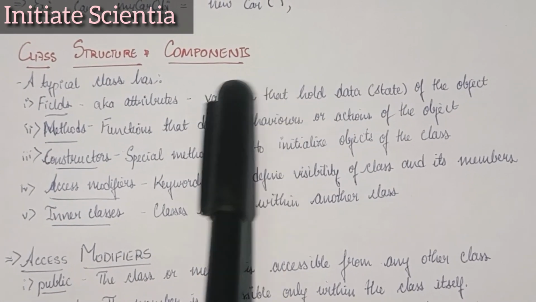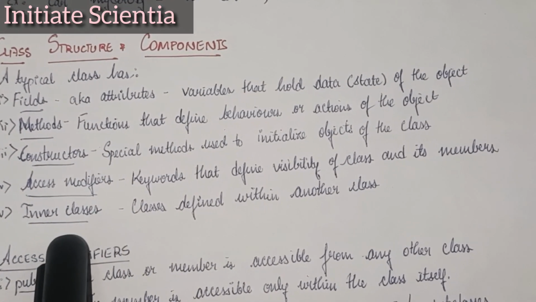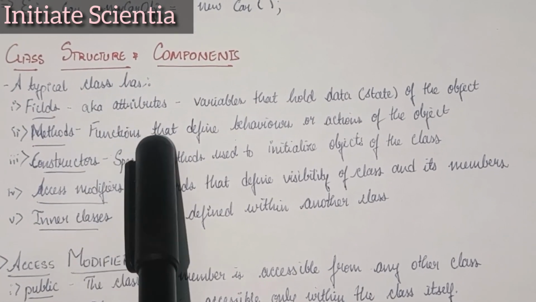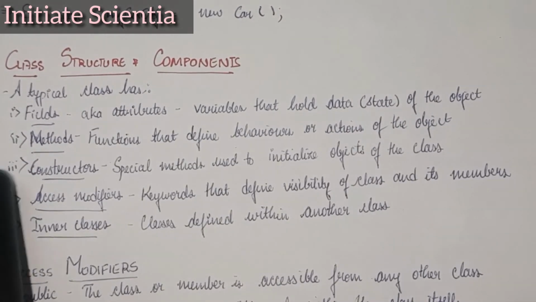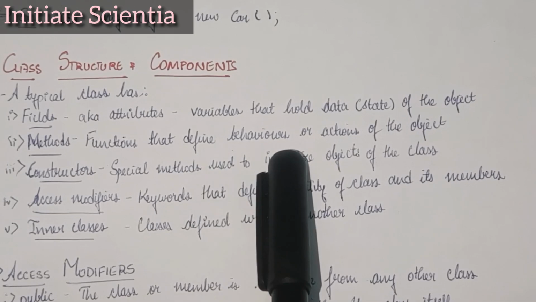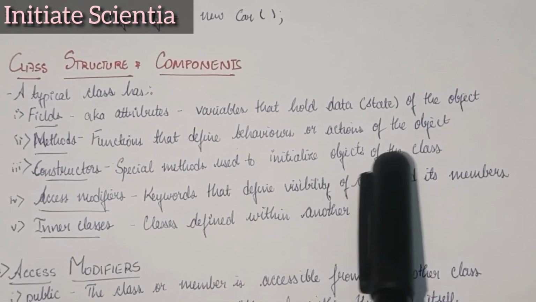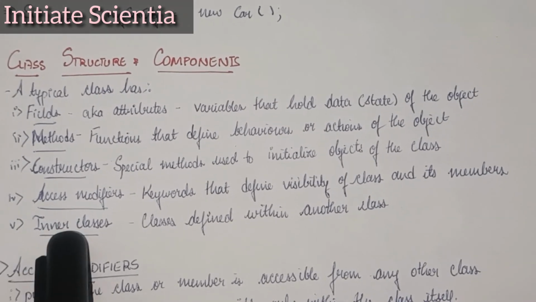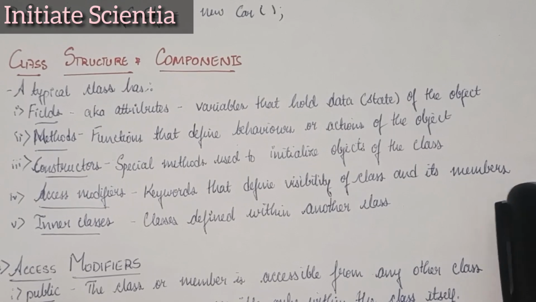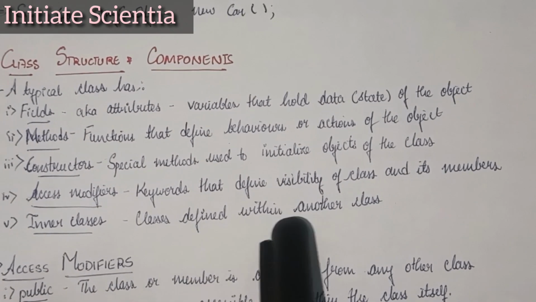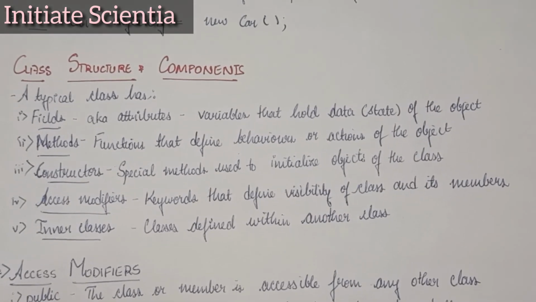Class structure and components. A typical class has fields, methods, constructors, access modifiers, and inner classes. Fields, also known as attributes, are variables that hold data or state of the object. Methods are functions that define behaviors or actions of the object. Constructors are special methods used to initialize objects of the class. Access modifiers are keywords that define the visibility of the class and its members. Inner classes are classes that are defined within another class.